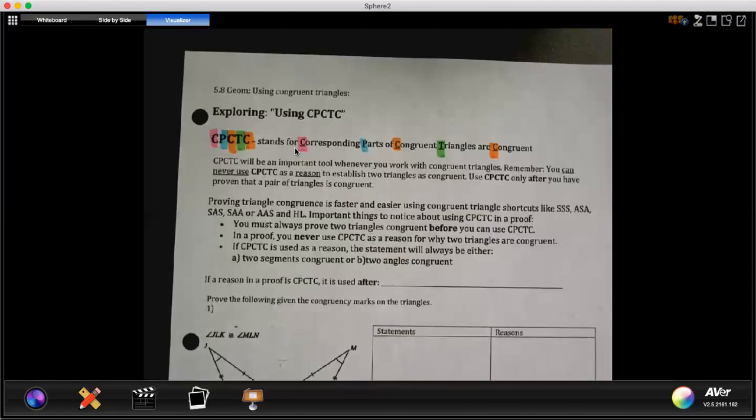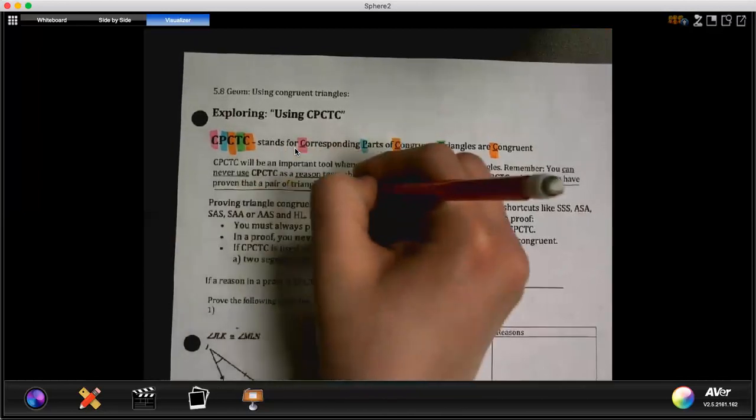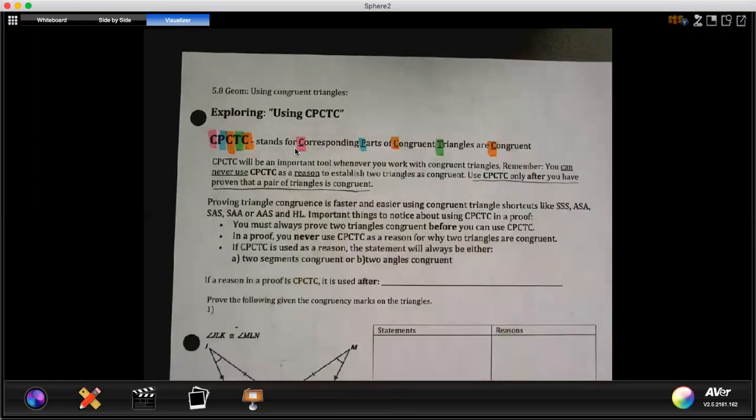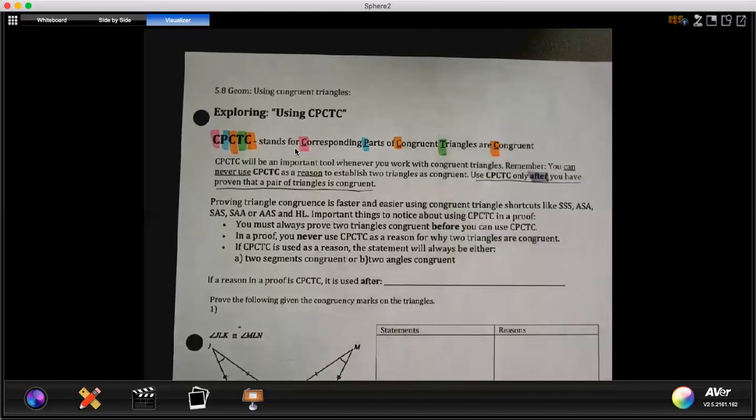Now, you can never use CPCTC as the reason to establish that two triangles are congruent, but you can use it afterwards once you've proven that a triangle is congruent, okay? So again, you can use this after you've proven a pair of triangles is congruent. Importantly, after, okay? It cannot be used as the reason two triangles are congruent, but you can use it after. Okay, so when you're proving triangle congruence, you'll be able to use all your shortcuts that we've talked about before.